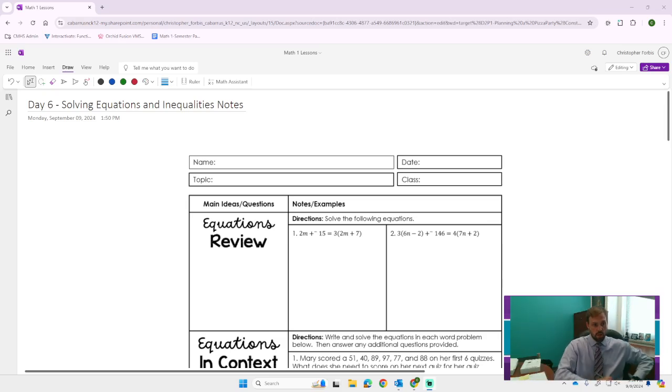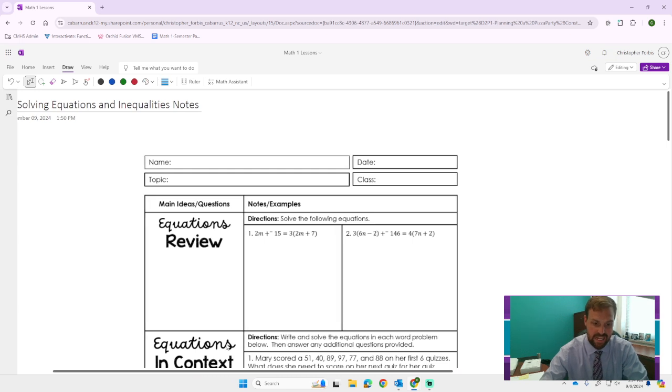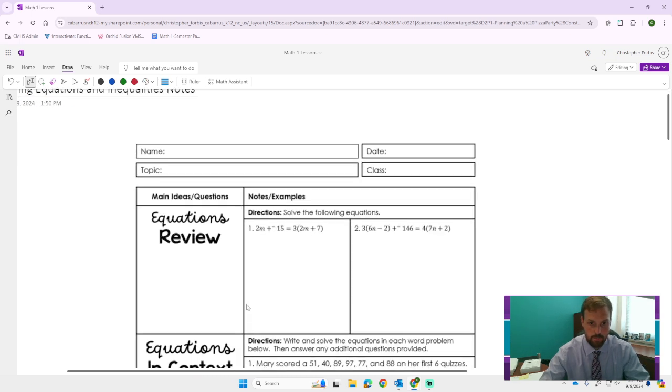Right, hey guys, we are on to our next lesson here. We're in day 6, solving equations and inequality notes. As you notice, this is actually a worksheet. Again, it follows the same structure as always. Pause and try on your own and use me as an extra resource. So let's make that a little bit clearer if I can.